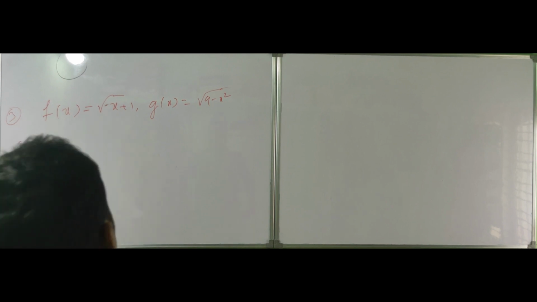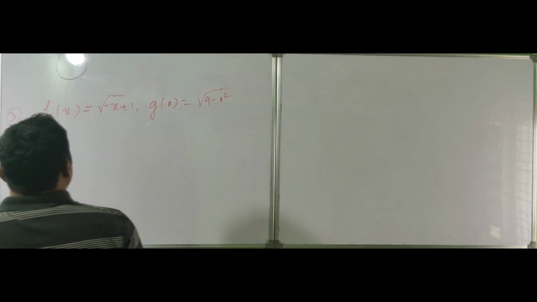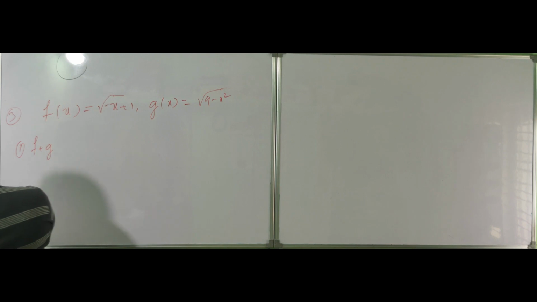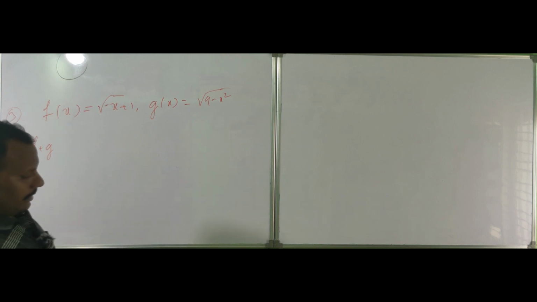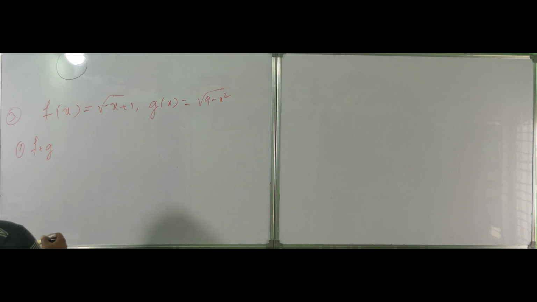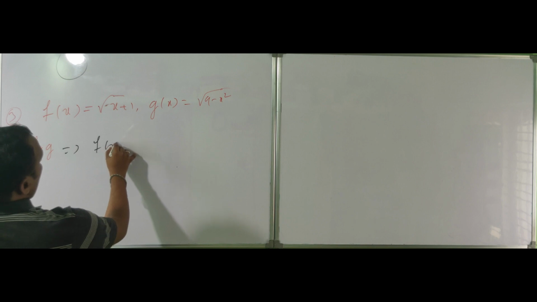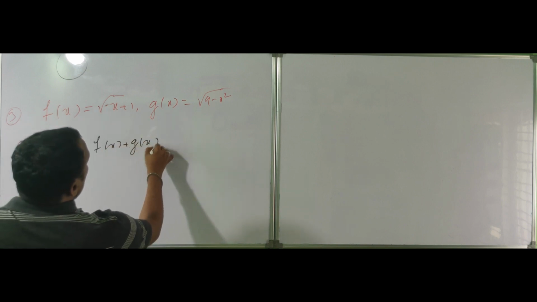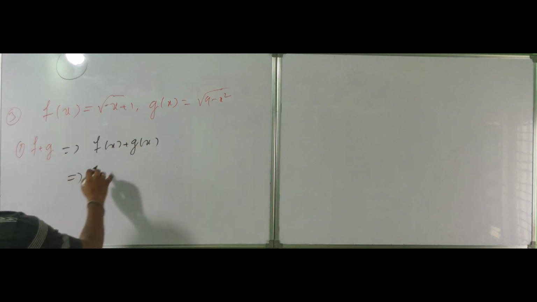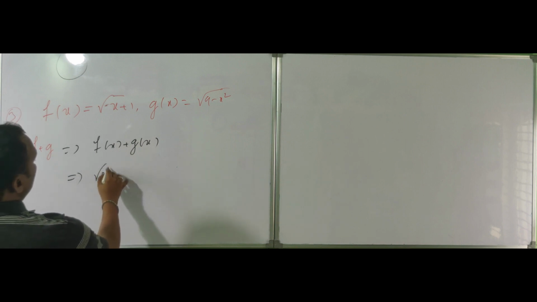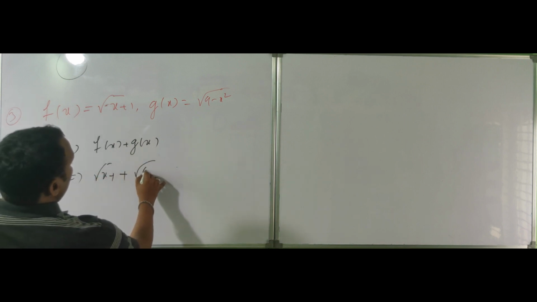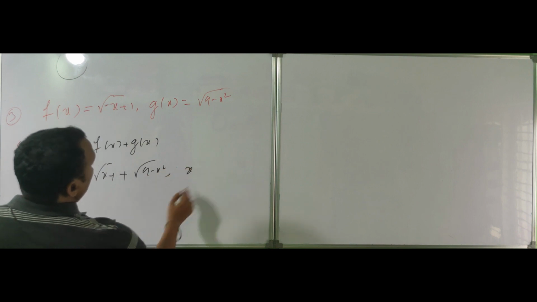Next type of question is f of x is equal to root of x plus 1 and g of x is equal to square root of 9 minus x square, and then describe the following functions. The first question they asked, function f plus g. This implies f of x plus g of x, that is, root of x plus 1 plus square root of 9 minus x square for all x.